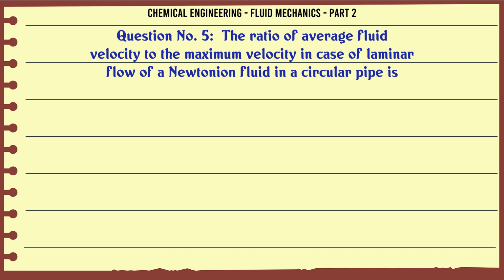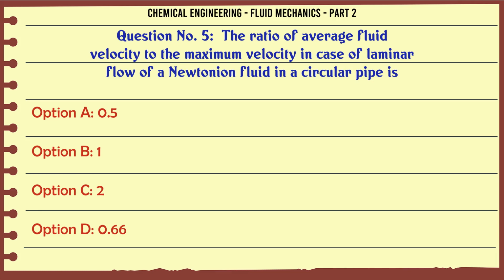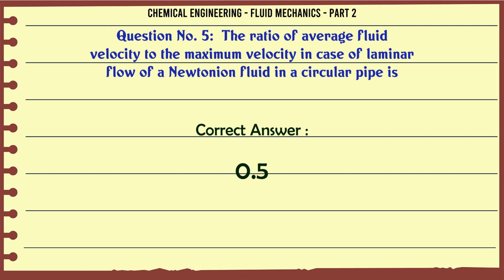The ratio of average fluid velocity to the maximum velocity in case of laminar flow of a Newtonian fluid in a circular pipe is: A. 0.5, B. 1, C. 2, D. 0.66. The correct answer is 0.5.